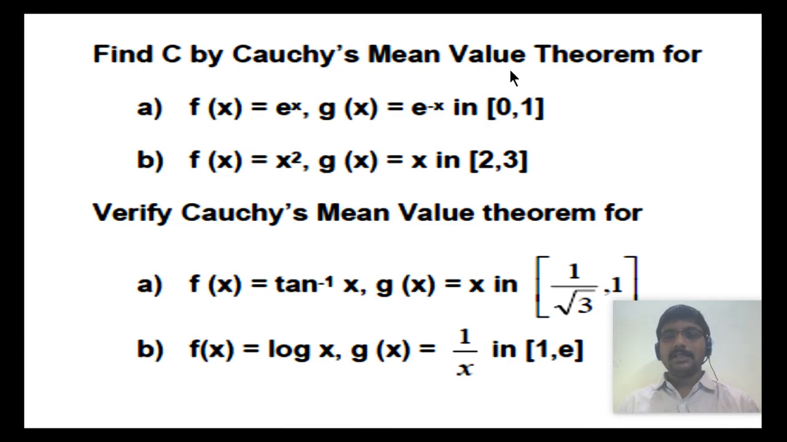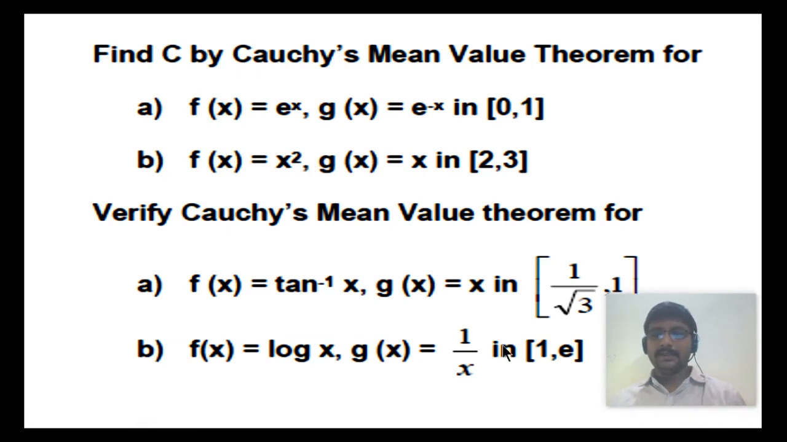Find the c values, Cauchy mean value theorem for both f of x and g of x in the closed interval 0 1. And f of x is x square, g of x is x in closed interval 2 comma 3. Verify Cauchy's mean value theorem for the same functions and in the given intervals. Students, you can do these problems same as proceeding as above. We will get c values. If c value exists in open intervals, then the Cauchy's mean value theorem is verified, otherwise not verified.